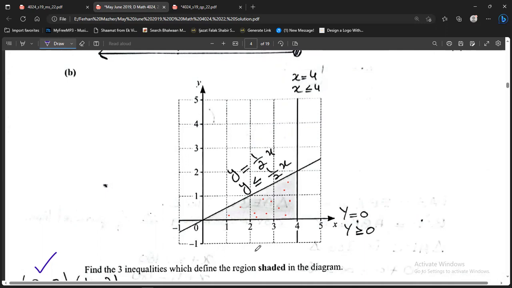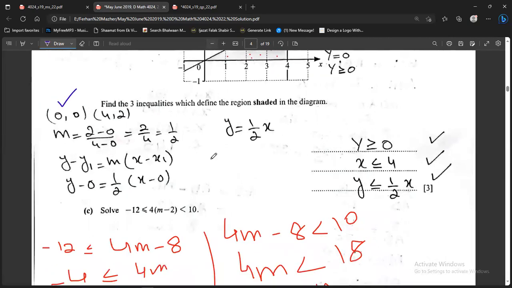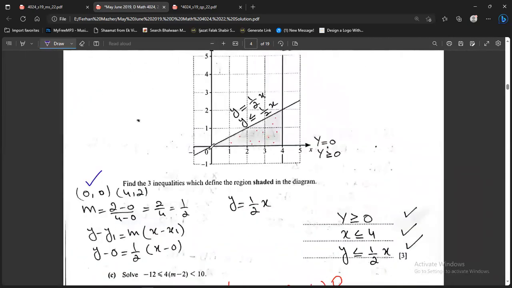And this line, because the shaded area is below this line, the required area is below this line, so the crocodile's back should be towards the positive y. So y is less than or equal to 1 by 2x. So my answers are these 3 inequalities. I hope that you have understood these questions.